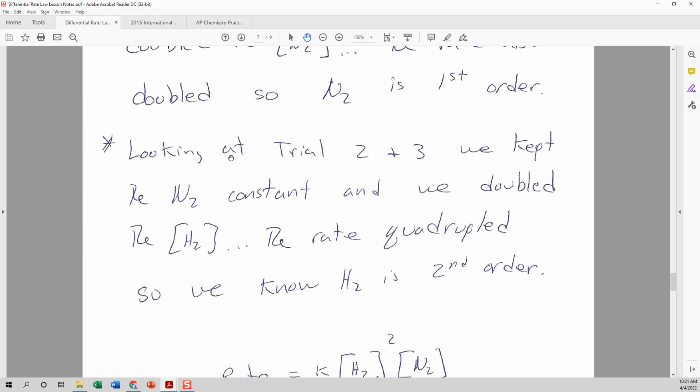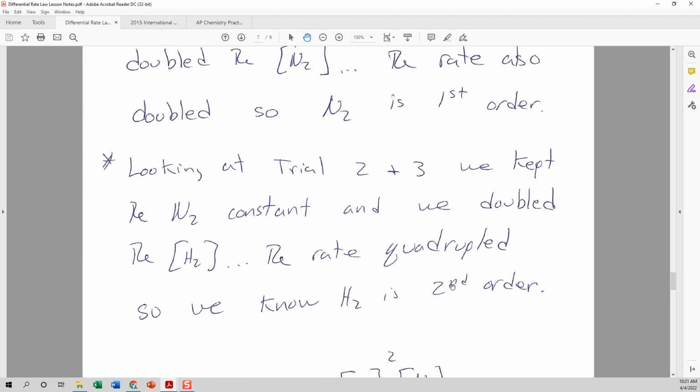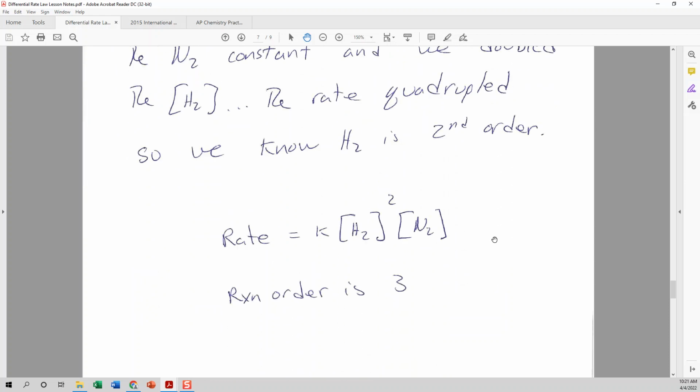To figure out the hydrogen order, we looked at trials 2 and 3. Why there? Because we kept nitrogen constant between those two trials, and we doubled the hydrogen. We noticed that when doubling the hydrogen, the rate gets quadrupled, so we know that hydrogen is second order. So now we know our rate law. We could say rate equals k times the concentration of hydrogen squared times the concentration of nitrogen raised to the first power. So we have our rate equation.